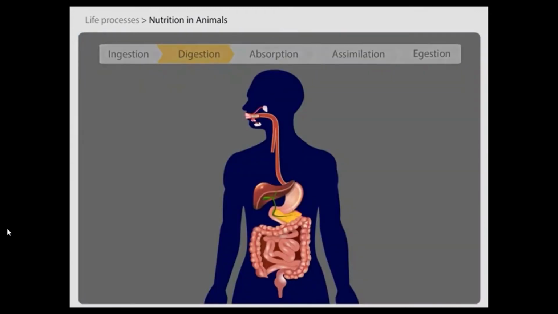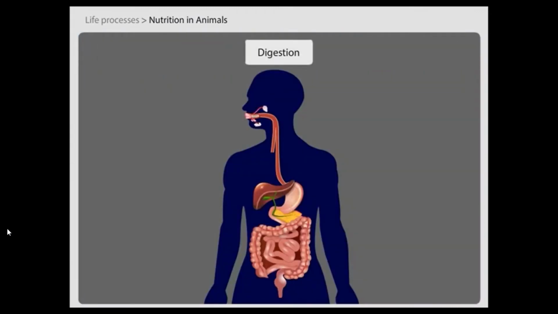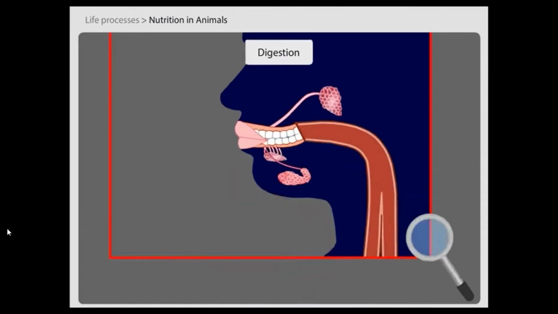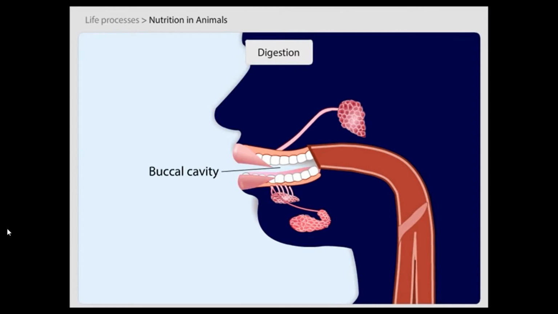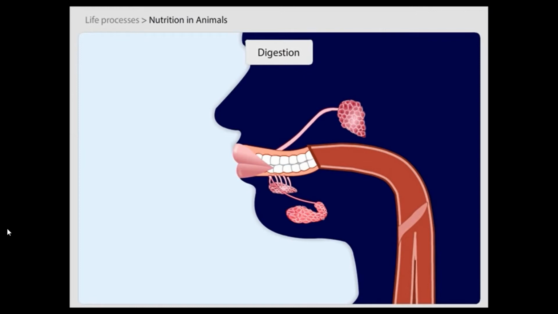The second one is digestion. The digestion of food starts as soon as we consume food in our mouth. This happens as follows. The mouth cavity or buccal cavity contains teeth, tongue and salivary glands. The teeth cut the food into small pieces, chew and grind it. So, teeth help in physical digestion.